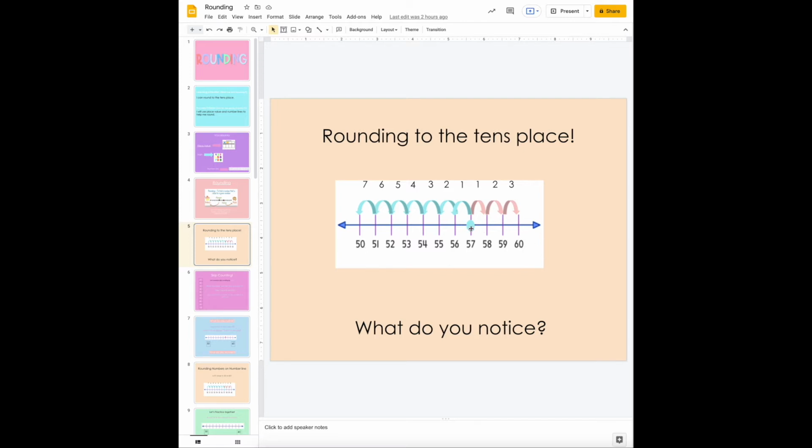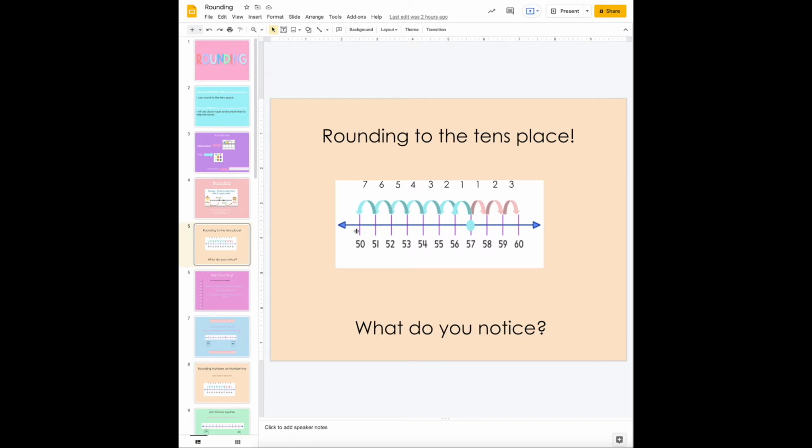I want to use the easiest numbers possible, and I know my whole 10s are easiest. So I'm going to look at 57 and ask, what is 57 closest to? I'm going to jump to each side. First, I'm going to jump back to 50. We want to use the least amount of jumps, so whichever one has the least amount of jumps is the whole 10 it's closest to. If I start at 57 and jump back to 50, I jump 1, 2, 3, 4, 5, 6, 7. 57 is 7 spots away from 50.